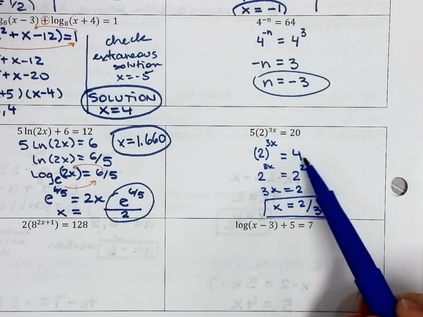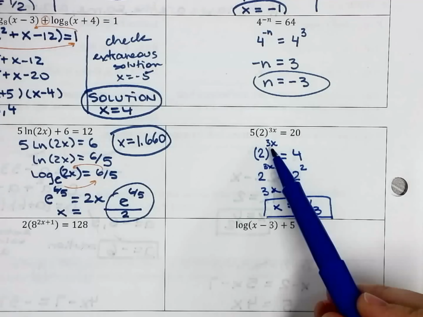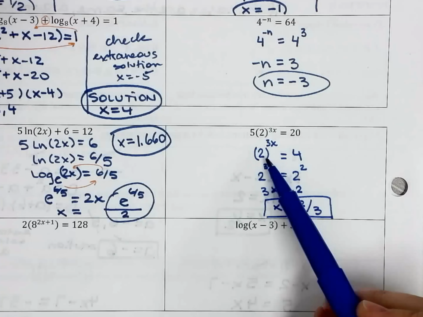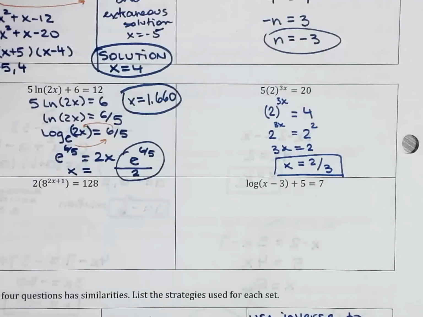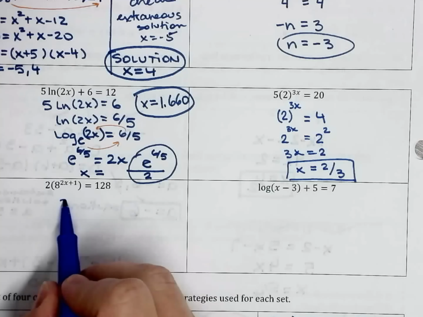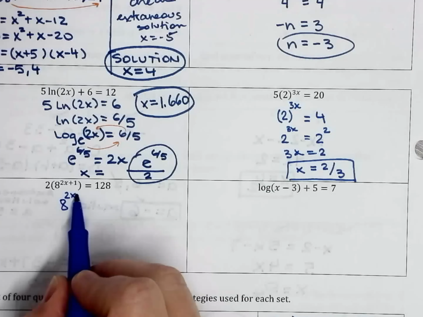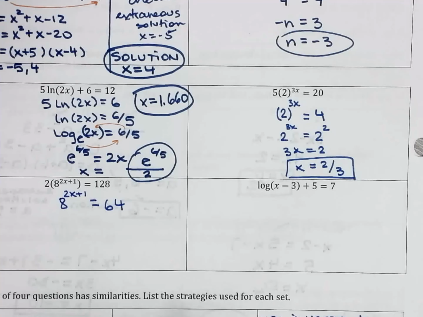Easy. Notice that I could not rewrite this until I had the term containing the exponent fully isolated. So you had to divide by 5 here first. Same idea I have to do for this one. I need to start out by dividing both sides by 2. So then I have 8 to the power of 2x plus 1 equals 64.